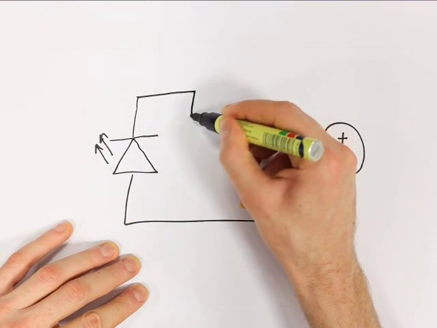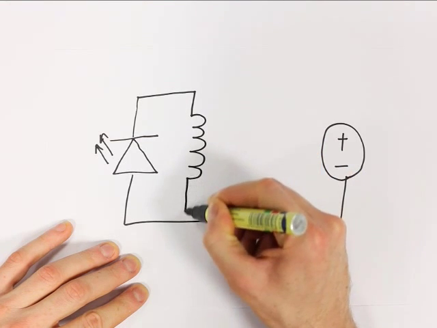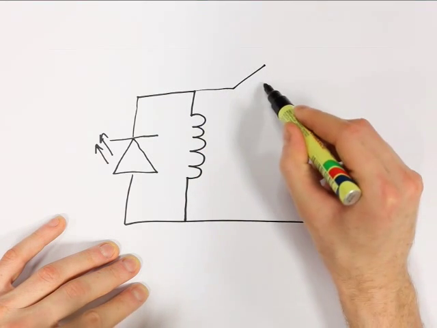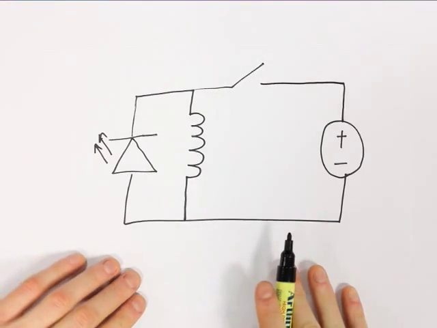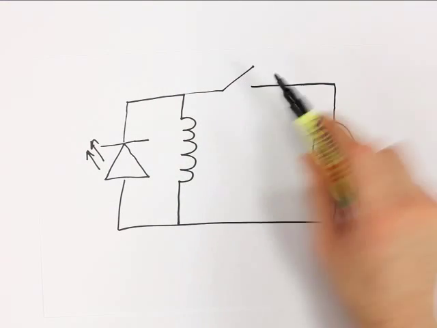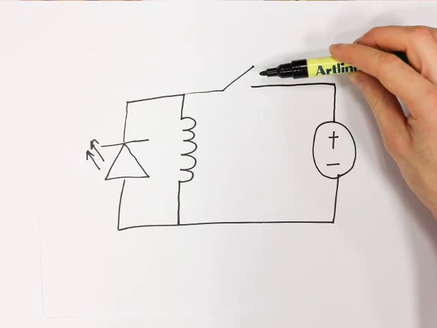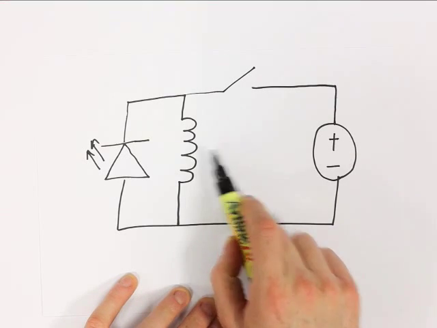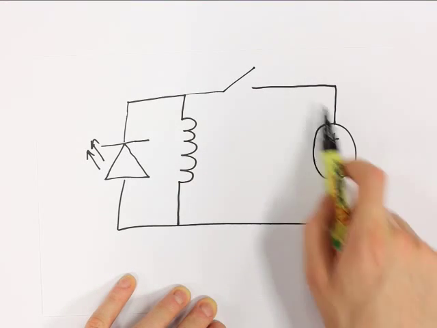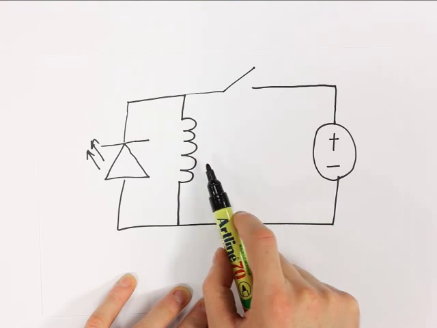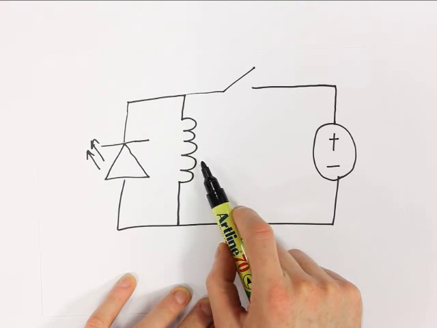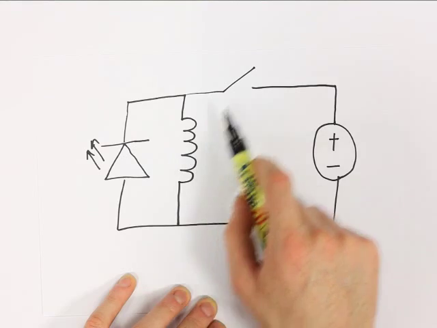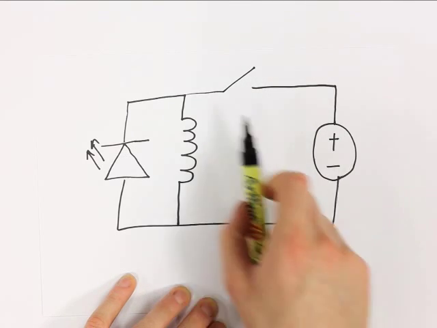But say we have an inductor in parallel with the LED and then a switch. So imagine we cycle this switch on and off at extremely high frequency. What will happen is when the switch is closed, our voltage source applies a voltage to the inductor, causing current to slowly increase. You may recall current through an inductor is proportional to the integral of the voltage, so current will continuously increase. Then we open the switch, isolating the voltage source.